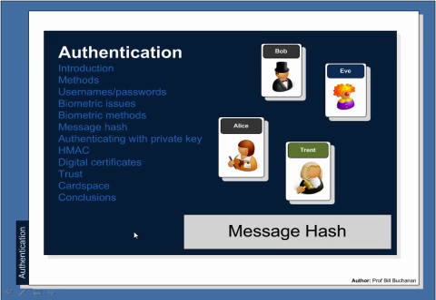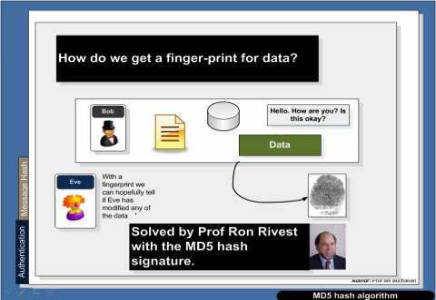A key element of authentication is the message hash. So how do we get a fingerprint for data? Well, this was solved by Professor Ron Rivest, one of the founders and inventors of the RSA algorithm. And he came up with an algorithm which allowed us to take anything, any entity, files, data, messages, and so on, and to create a standard fingerprint for them.